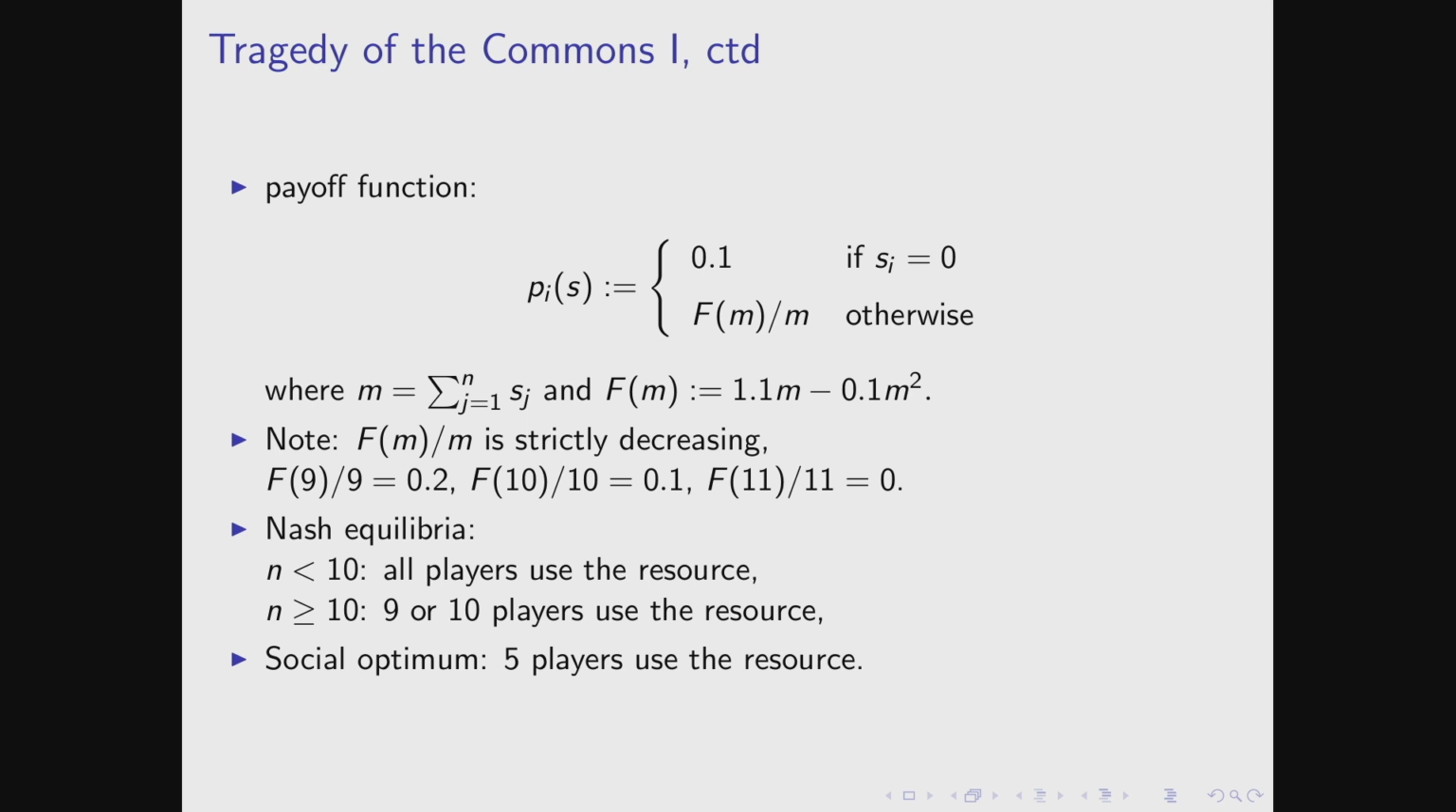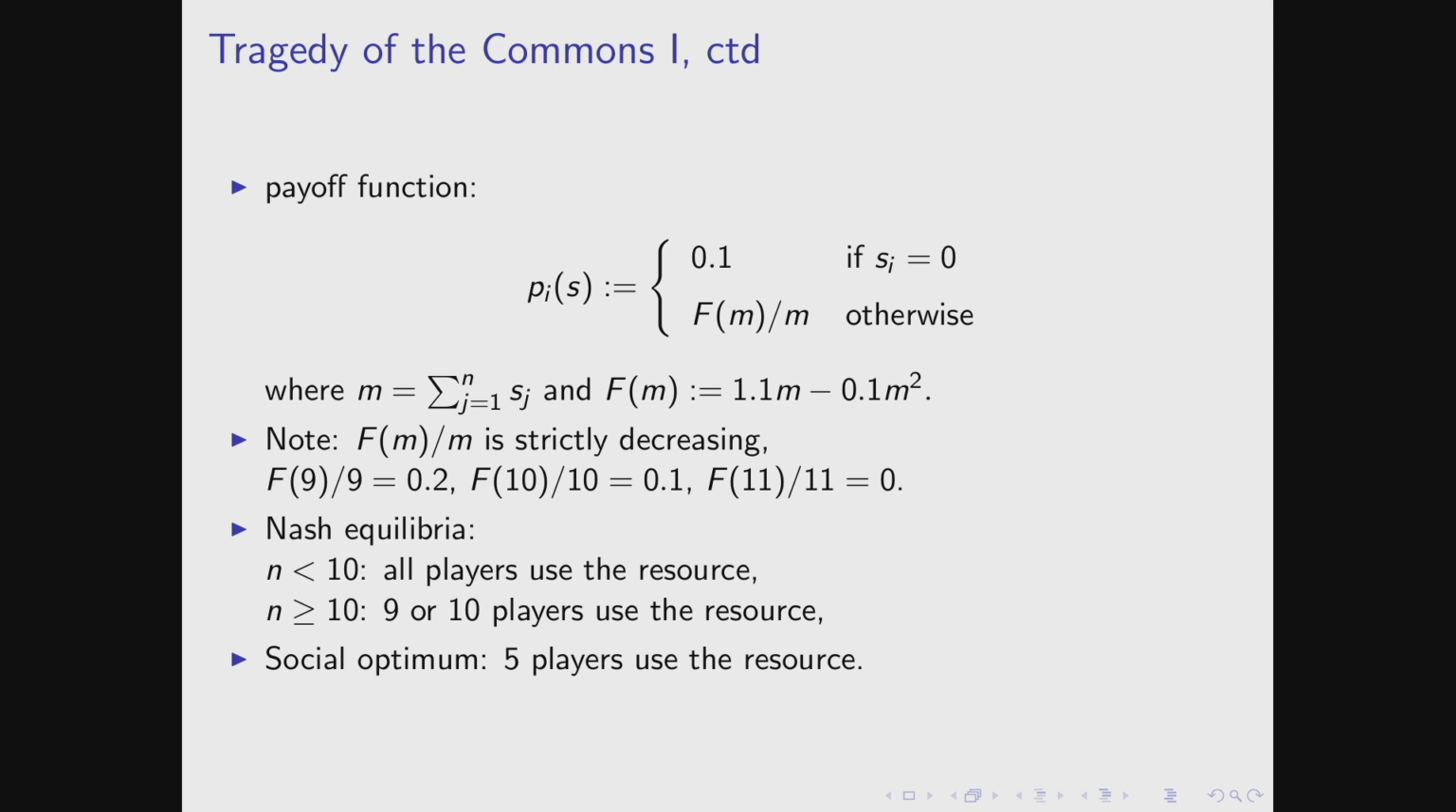The question now is, what are the Nash equilibria? And it turns out that if there are fewer than 10 peasants with a cow, then if each of them puts a cow on this meadow, this is a Nash equilibrium. It's better for them. But if there are 10 or more, then the only Nash equilibria are if 9 or 10 cows are put there. I don't want to argue how you choose those 9 or 10 people, but these are the outcomes which the Nash equilibrium would predict.